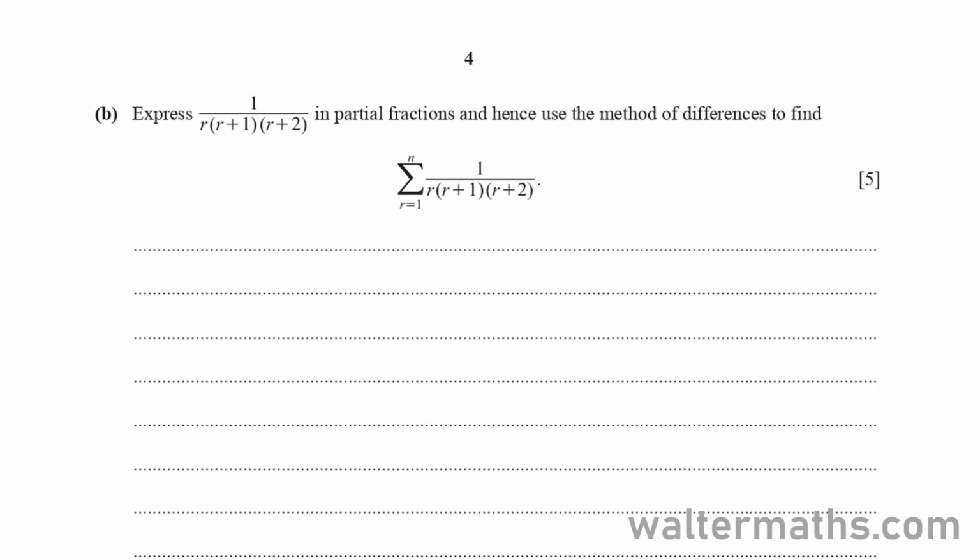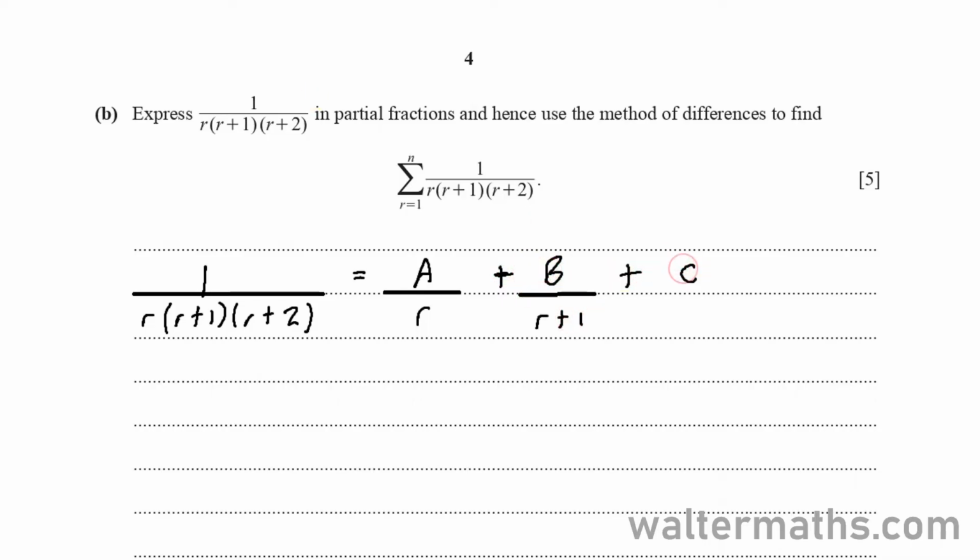On part B, the question goes: express 1 over r(r + 1)(r + 2) in partial fractions, and hence use the method of differences to find the sum from r = 1 up to n of terms of the form 1 over r(r + 1)(r + 2). So here we're starting with 1 over r(r + 1)(r + 2), and we want to express it in partial fractions, which will come out as A over r plus B over r + 1 plus C over r + 2.